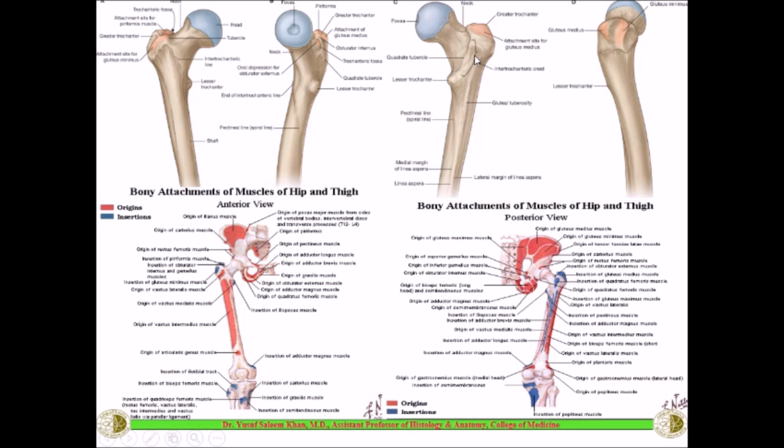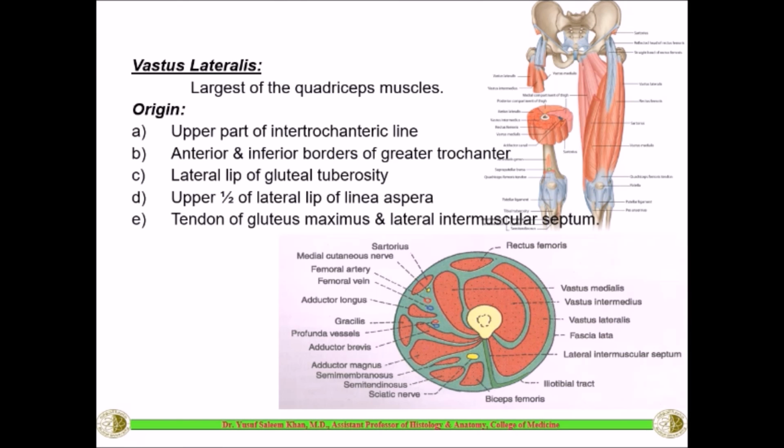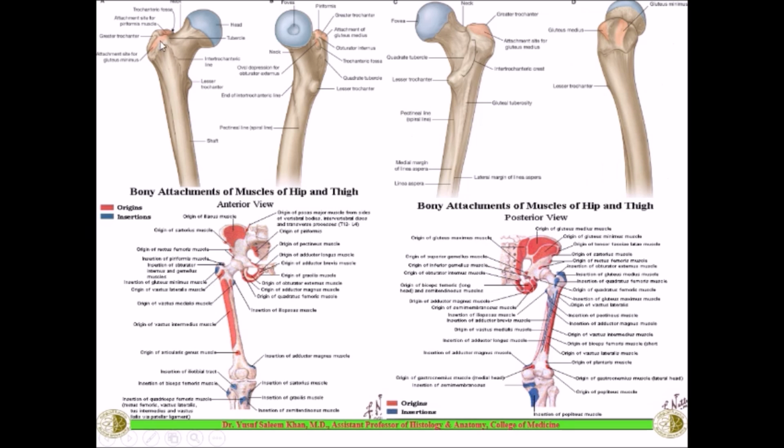If you see from behind, at the same point, you can see a projection between the two trochanters. This is called the intertrochanteric crest. So you should be able to differentiate between the intertrochanteric line and the crest. Intertrochanteric line can be seen from the front and the intertrochanteric crest can be seen from behind. This is the view taken from behind the femur. Okay, so this muscle will take origin from the upper part of the intertrochanteric line, from here. Appreciate this with this picture here.